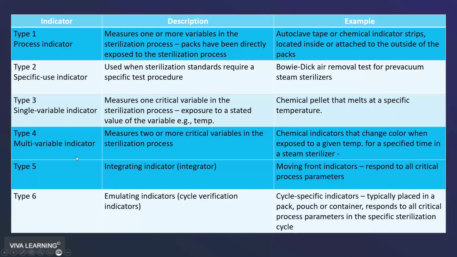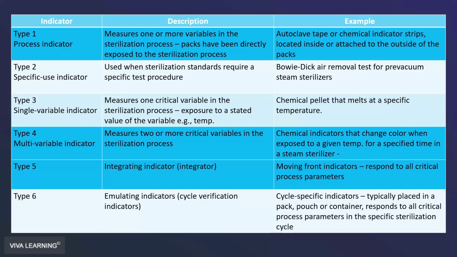Then the type 4 indicator that is typically used in dentistry is a multivariable indicator. So depending on which pouch you use, which indicator strip you use, it will measure 2 or more of the variables for the sterilization process. And you have to read the product information to know whether there are 2 or 3 variables that are measured by that type 4 indicator.